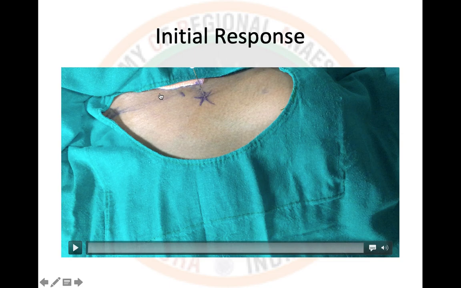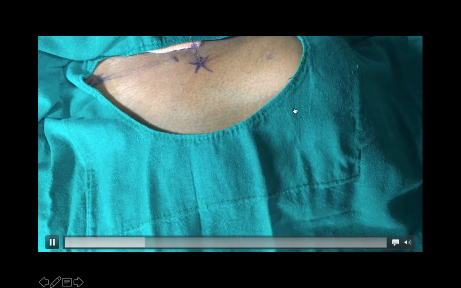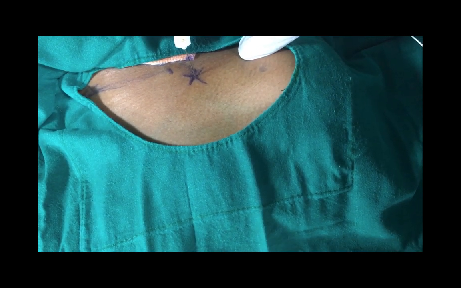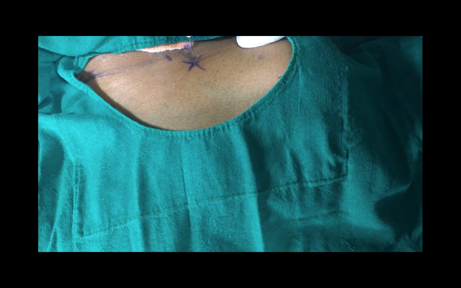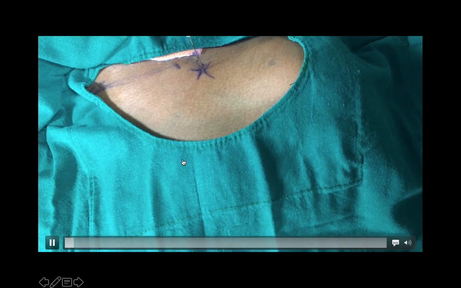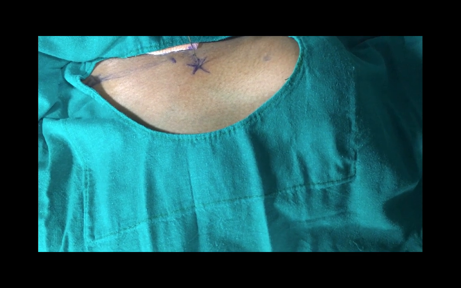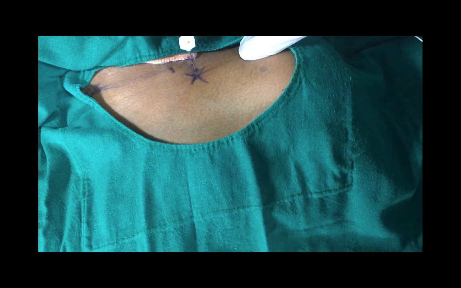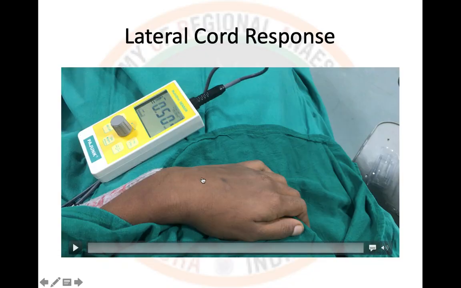When you insert the needle initially, what happens? You will find a response of pectoral muscle contraction. That is basically because of contraction of the pectoral muscle, because of stimulation of the lateral and medial pectoral nerve. So if you find that response, you don't need to inject the drug there, you need to go deeper to find the proper plexus. So this is fine. You find the pectoral muscle response, ignore it, go deeper, and you will find the response.